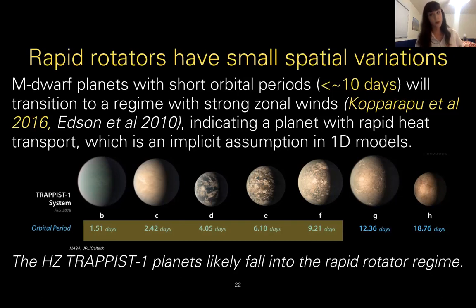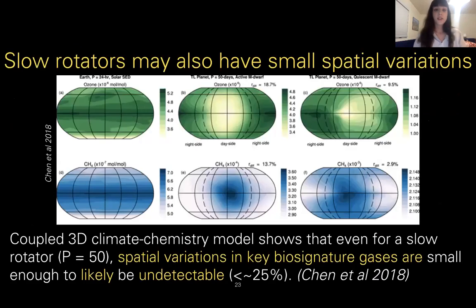So if 1D is fine for rapid rotators, you might say that that means we definitely need 3D GCMs for slow rotators. So these plots from a 3D GCM coupled to a chemistry model from Chen et al. show spatial variations in the distribution of biosignature molecules on a planet rotating with a period of 50 days. So 1D definitely may not be as effective for studying slow rotators, but it's important that whatever spatially inhomogeneous phenomenon you're looking for is actually large enough to be detectable or observable.